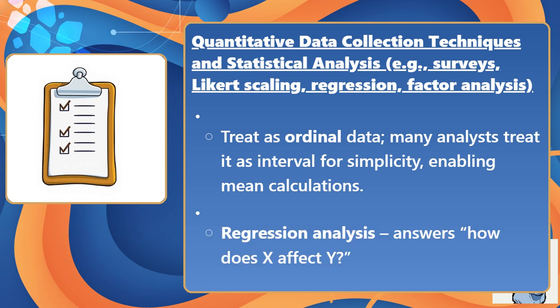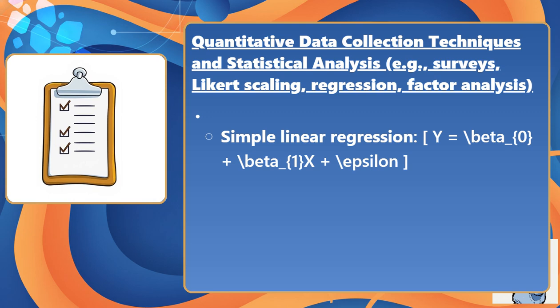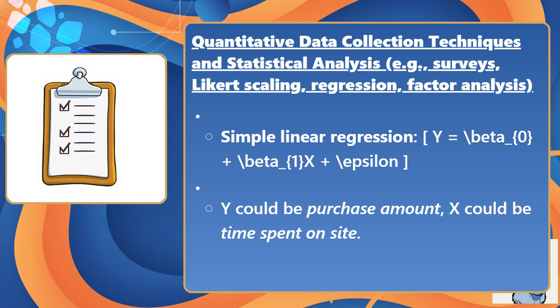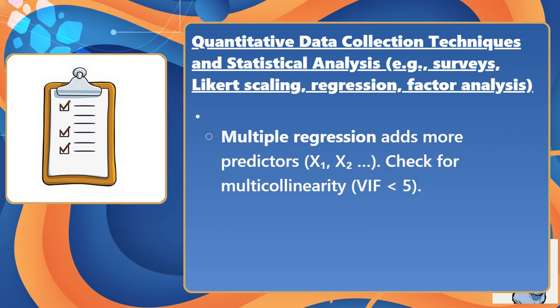Regression analysis: answers how does x affect y. Simple linear regression: y equals beta 0 plus beta 1 x plus epsilon. Y could be purchase amount, x could be time spent on site. Multiple regression adds more predictors, x1, x2, and so on. Check for multicollinearity, VIF less than 5.